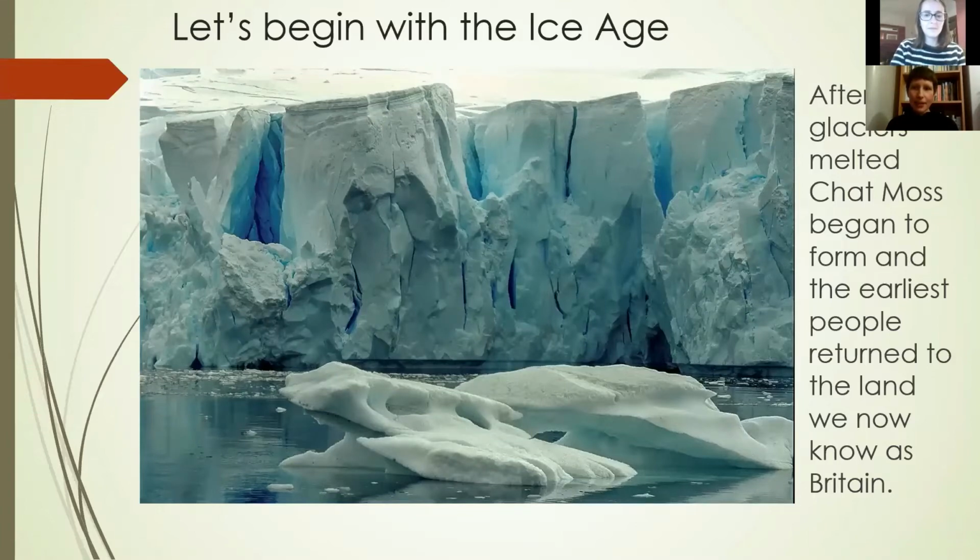After the glaciers melted, Chat Moss began to form and the earliest people returned to the land we now know as Britain. It's important to note that at this time Britain was not an island. The English Channel did not exist and Doggerland connected it to mainland Europe, and that's how people arrived from further south.